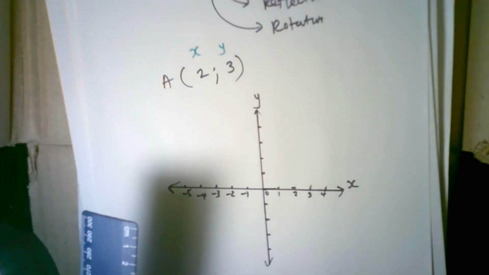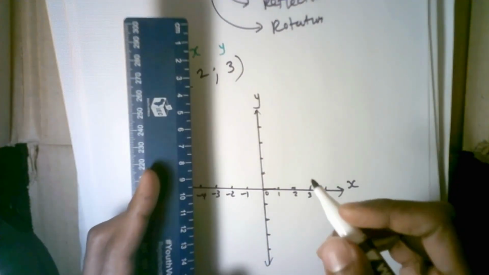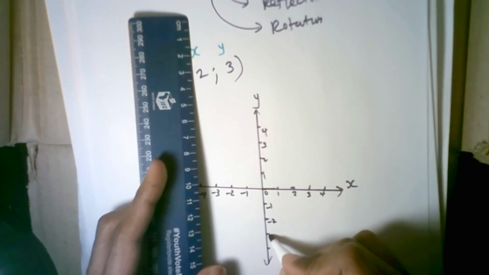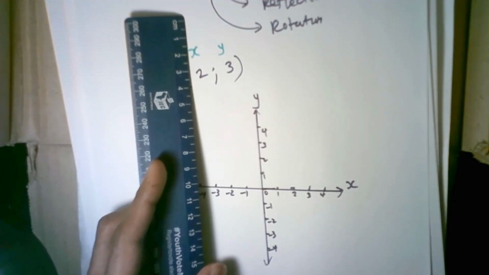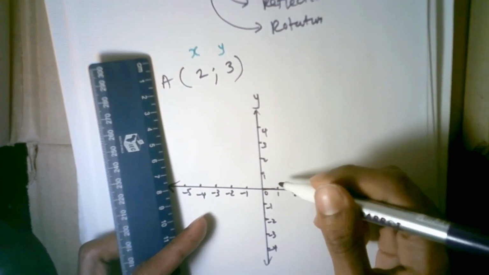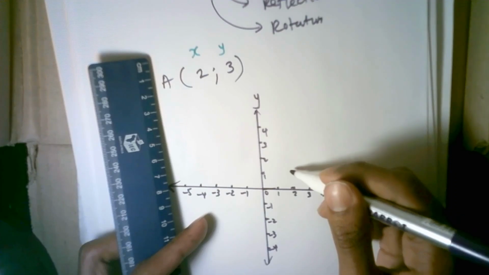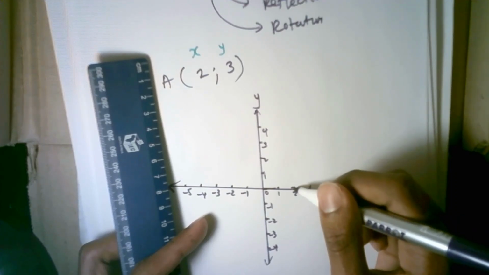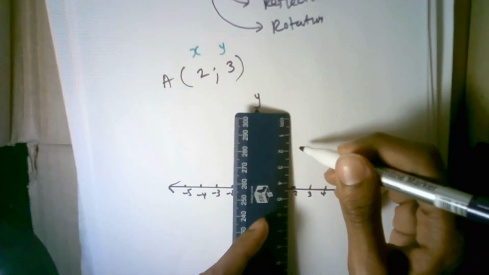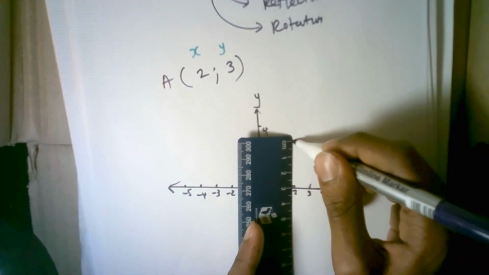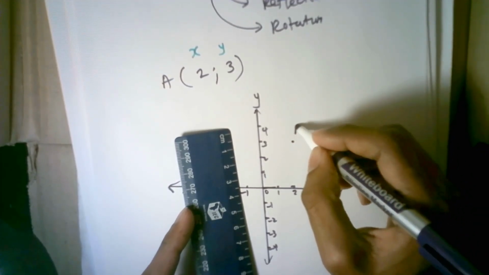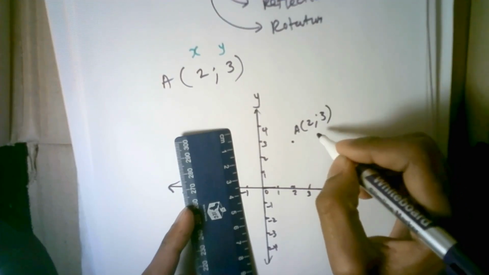From there, we can say this is 1, 2, 3, 4, -1, -2, -3, -4, right? And now let's plot the point A (2, 3). So the x value is 2, the y value is 3. So we locate 2 on the x-axis and we go up 3 spaces, as accurately as we can. A coordinate is just a point, it's like a dot. So it's A (2, 3).